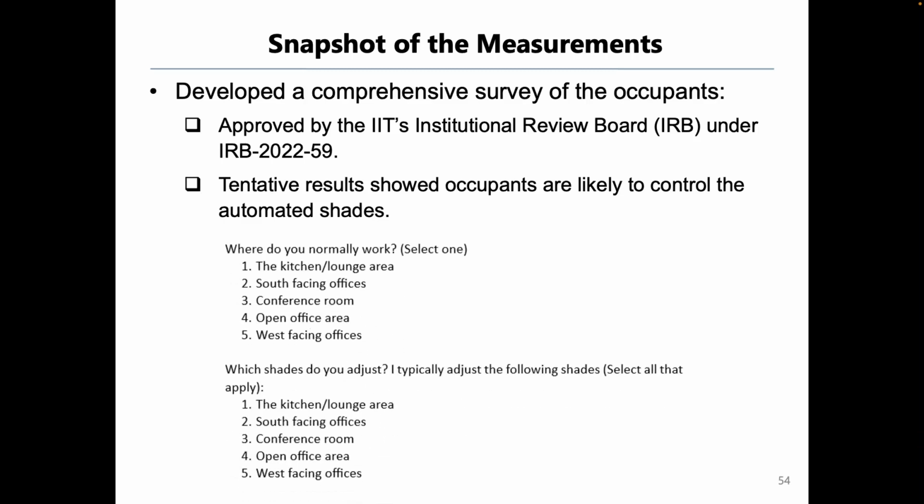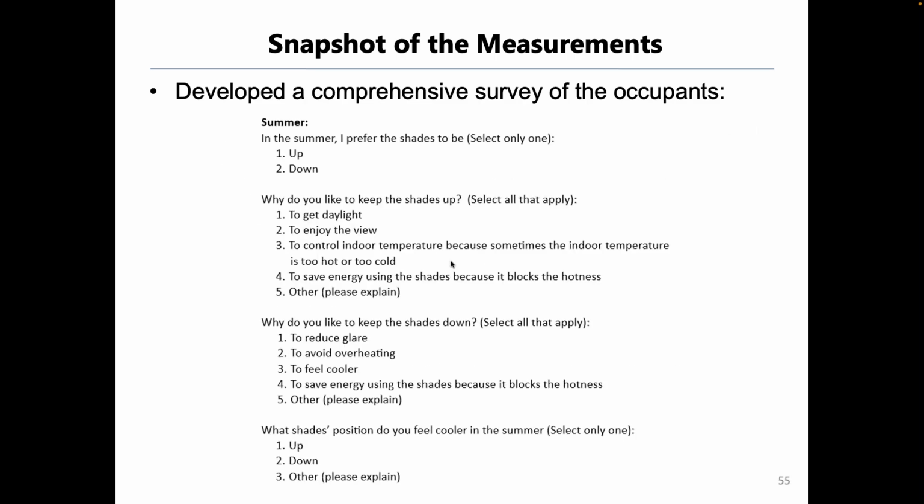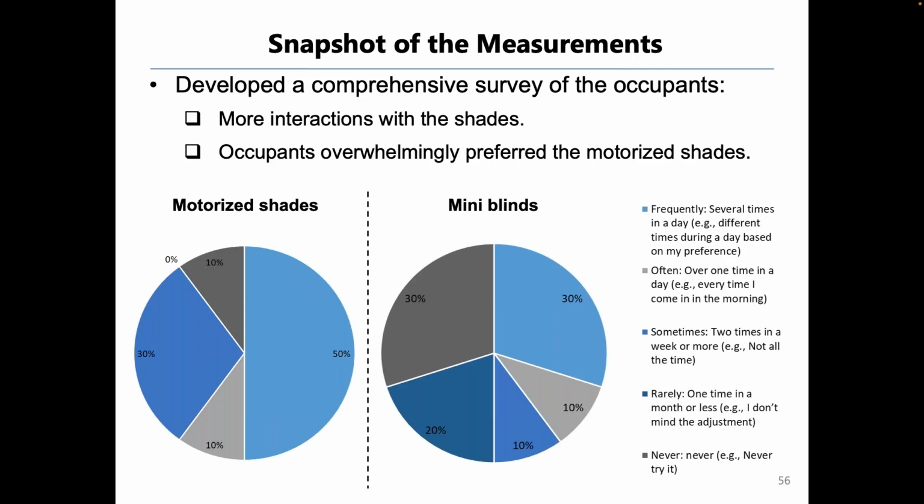So here's the interesting thing. We just completed the survey of the space, and it passed the IRB process at Illinois Tech. Let me explain this one first. The occupants usually interact more with the shades than with the mini blinds. As you can see in the left pie chart, 80% of the occupants want to control the motorized shade, but for the mini blinds, they only want to control them 40%, and also 30% of occupants answered, I've never touched the mini blinds during the operation phase.